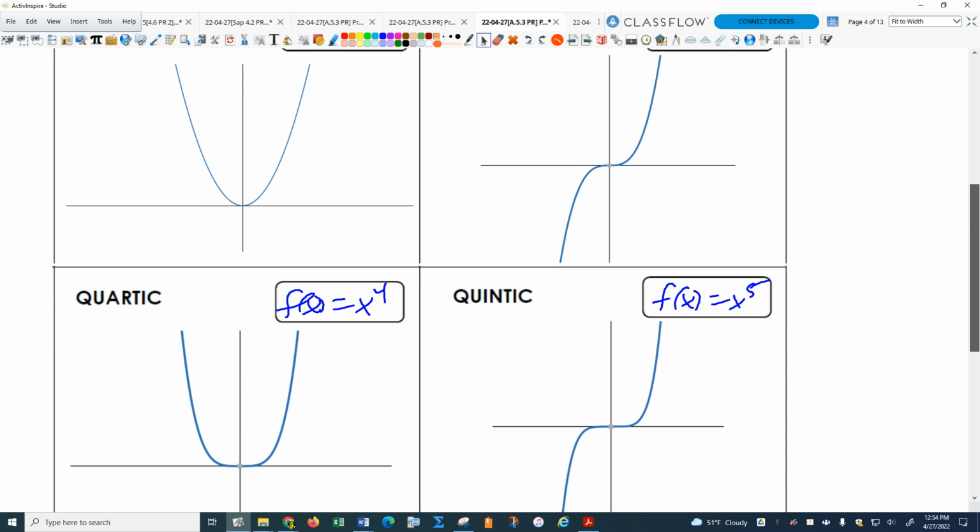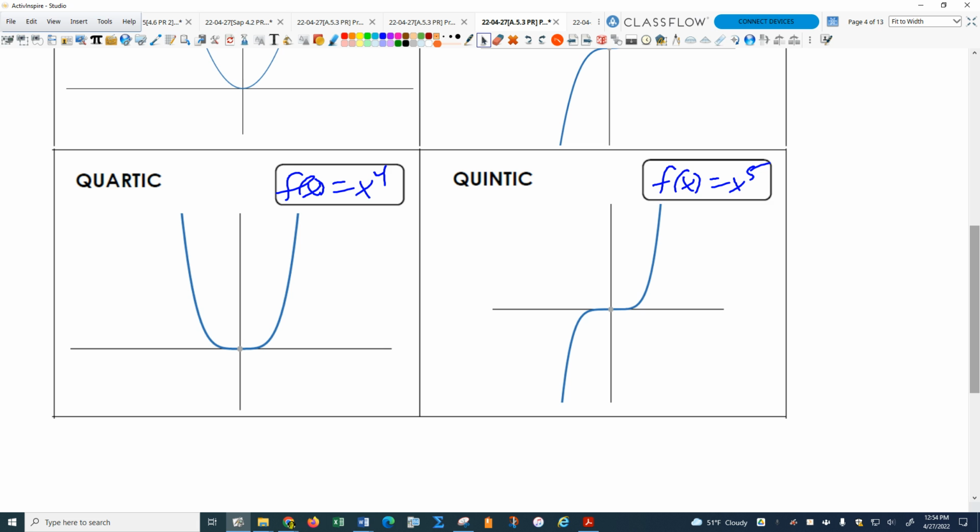If I take a quartic function, it looks an awful lot like a parabola. So f of x equals x to the 4th. That's our simplest quartic function. It looks an awful lot like a parabola. The only difference is it's just got steeper sides, and it's got kind of a more squared off base.